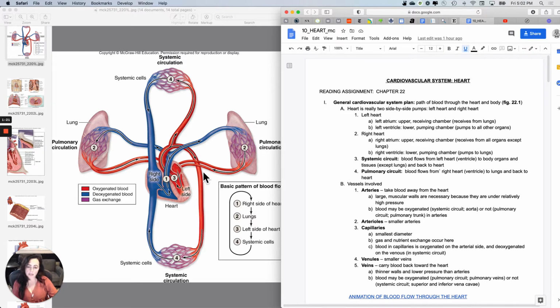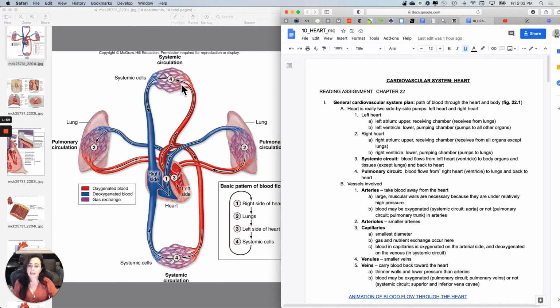Big picture understanding, and we're going to draw this out in a minute too, is that the left side of the heart, the left atrium, is going to, hold on, where are we going into the left atrium? Left atrium right here is going to be receiving blood from the lungs where it was just oxygenated. Function of the lungs. And then the blood is going to go from the left atrium into the left ventricle, and then the left ventricle is going to pump that highly oxygenated blood to all other organs in the body, including brain, digestive organs, pretty much everything, except the heart.